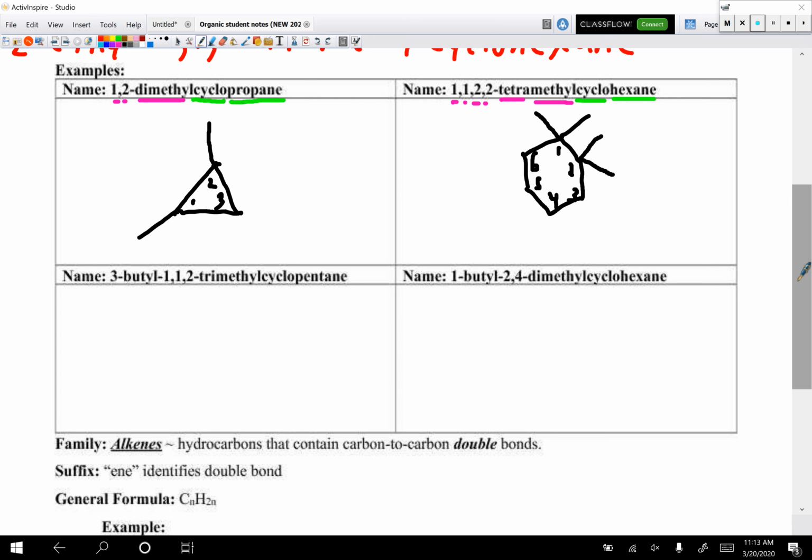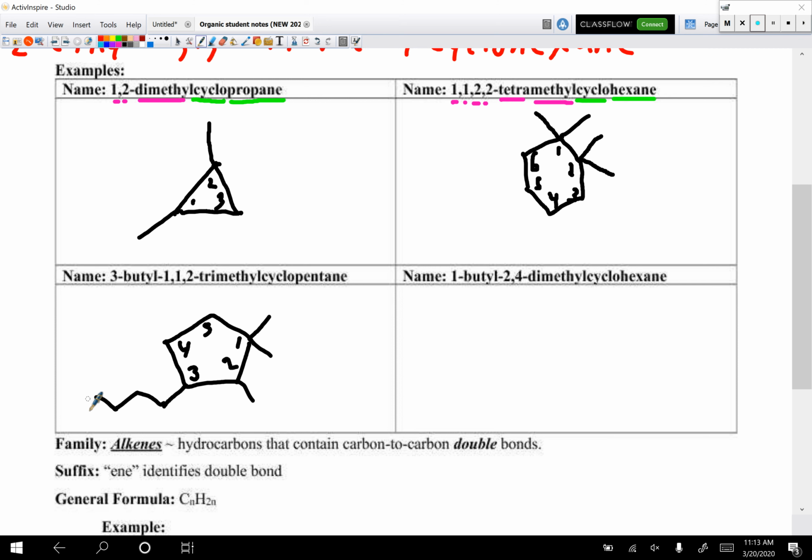And welcome back. So here is our second last one: 3-butyl 1,1,2 trimethyl cyclopentane. Our cyclopentane is 5 carbons in a closed ring. It doesn't matter where you stick carbon 1. I'm going to stick carbon 1 right here, then 2, then 3, then 4, then 5. We have 1,1,2 trimethyl, so 1,1,2 trimethyl, and 3-butyl, 1, 2, 3, 4 carbons. So that will be our 3-butyl 1,1,2 trimethyl cyclopentane.